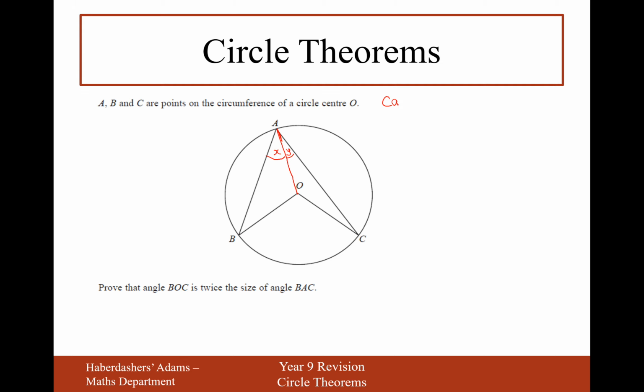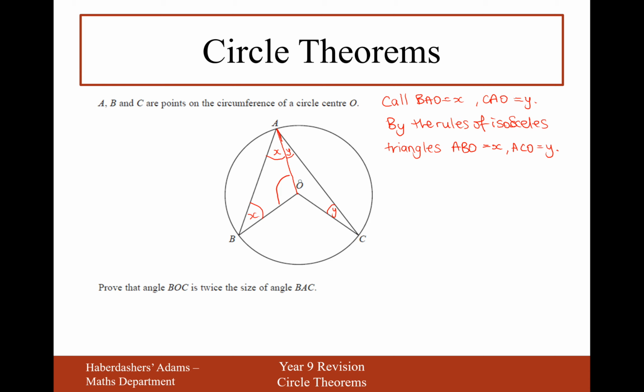So same as last time, we'll call BAO the angle x, and we'll call CAO the angle y. Then from isosceles triangle, this is angle x and this is angle y. So by the rules of isosceles triangles, ABO equals x and ACO equals y.